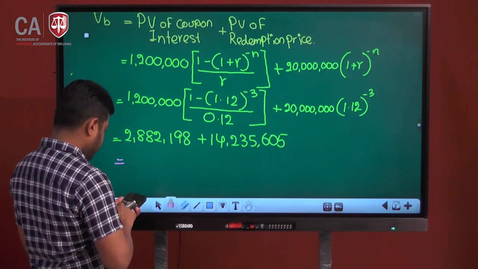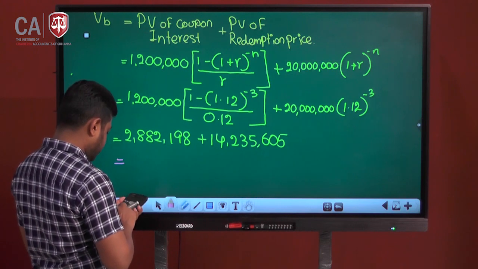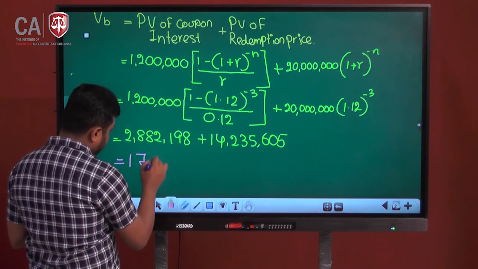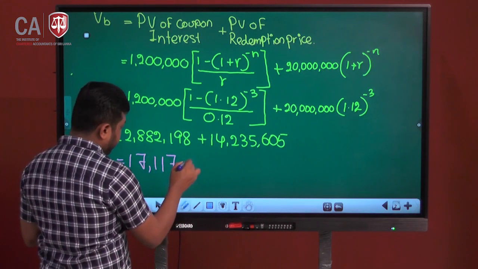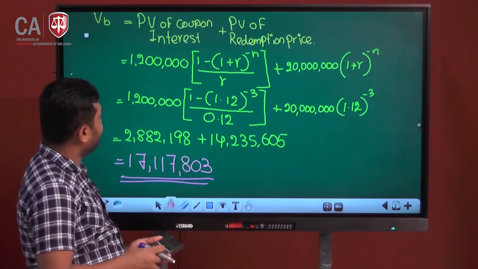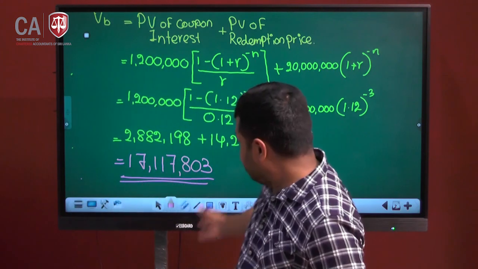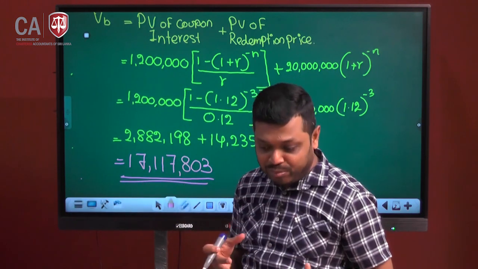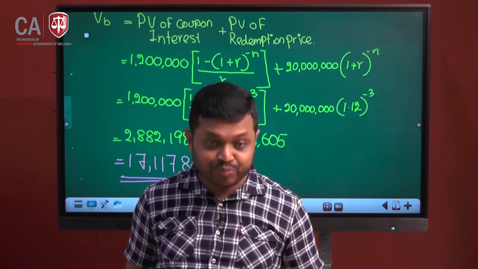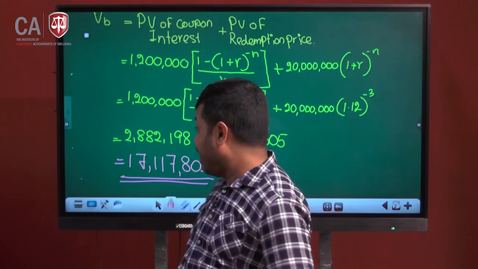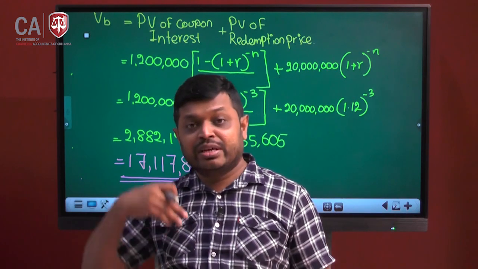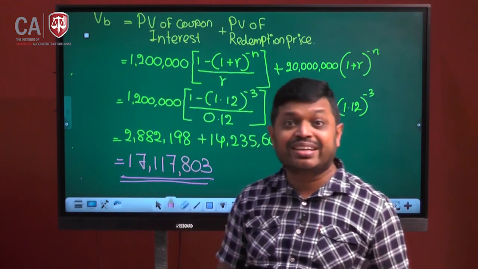2,882,198 plus 14,235,605 is 17,117,803. This is the price you paid to purchase this one. This is the amount you pay. At the time of acquisition, you have paid 17,117,803, because your required rate of return is 12%, while the fund offers 6%.